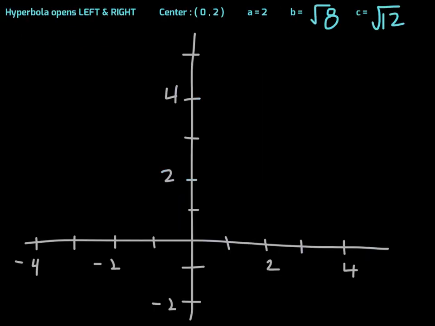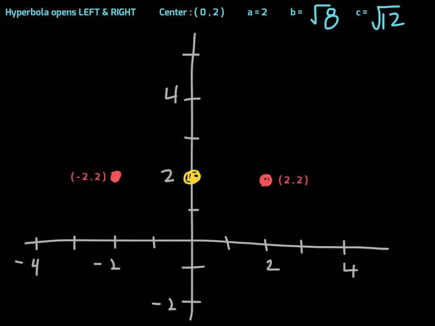Okay, everybody, I'm going to plot the center first, (0, 2). Now, remember this hyperbola is opening to the left and to the right. And so what I want to do is move to the left and to the right a number of units, which is 2 units. So 2 units to the left, 2 units to the right, and that will drop me off at my vertices. So 2 units to the left puts me at (-2, 2), that's one vertex. 2 units to the right puts me at (2, 2), that's the other vertex.